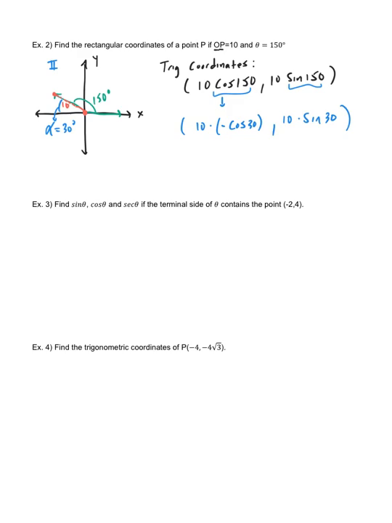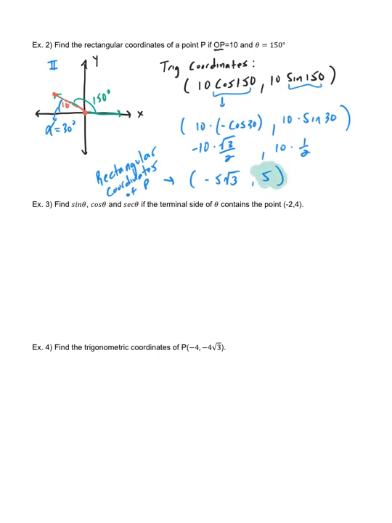Cosine of 30 is the square root of 3 over 2, so we get negative 10 times the square root of 3 over 2. And then 10 times the sine of 30 is 1/2. And we simplify that to negative 5 square root of 3, 5. And so those are the rectangular coordinates. Again, rectangular coordinates are what we're used to working with.